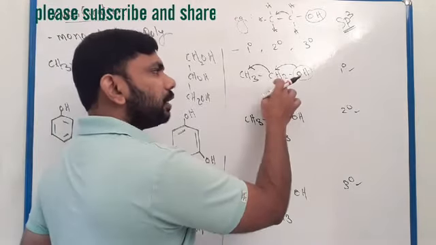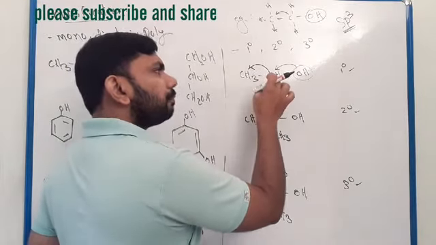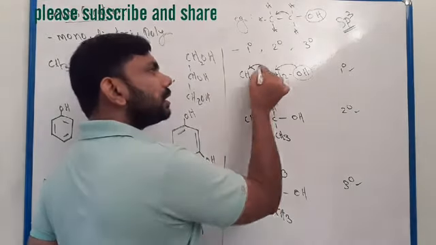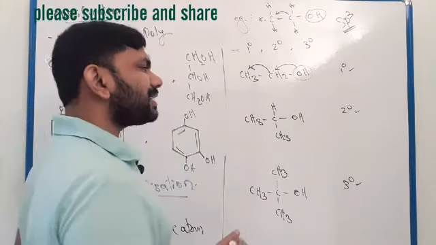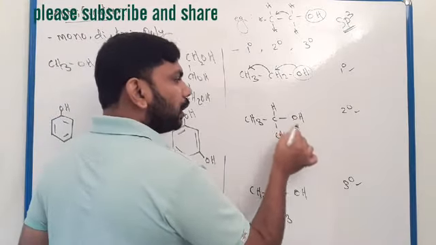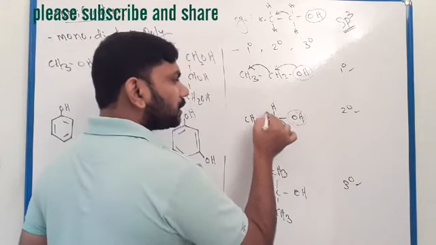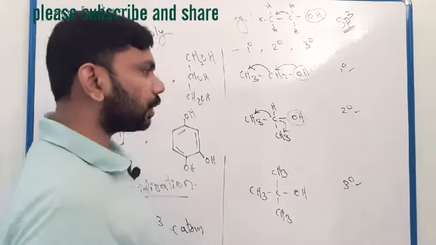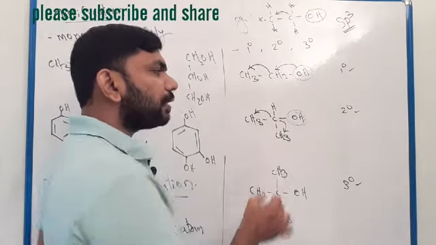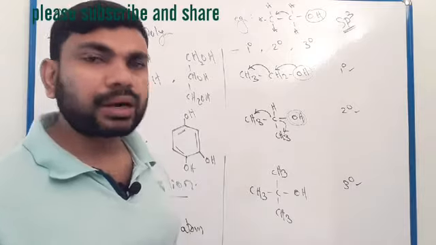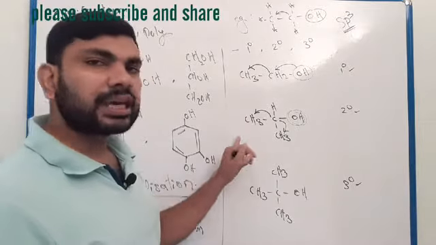The OH group is attached to a carbon atom, and this carbon atom is directly bonded to one carbon atom; that is primary alcohol. Next, secondary alcohol: the carbon atom attached to OH is directly bonded to two other carbon atoms. Such alcohols are called secondary alcohol. So this is primary alcohol and this is secondary alcohol.